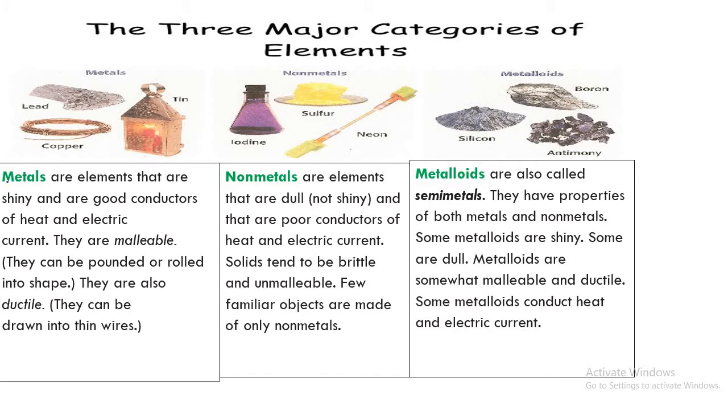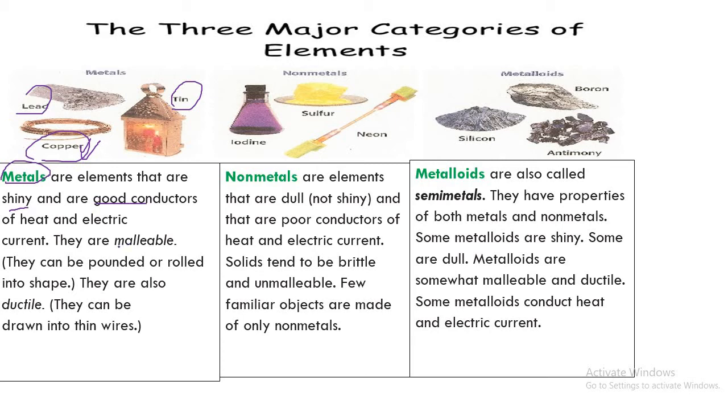The first category is metals, which include lead, copper and tin. Lead, copper and tin are metals. Metals are elements that have a shiny appearance. Copper is shiny and a good conductor of heat and electric current, as we use copper wire to conduct electricity. So it's a metal that conducts electricity and also heat.